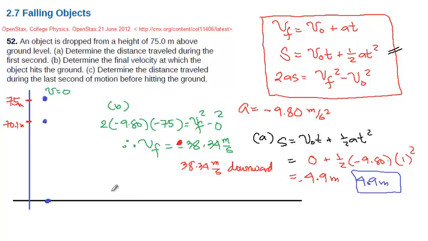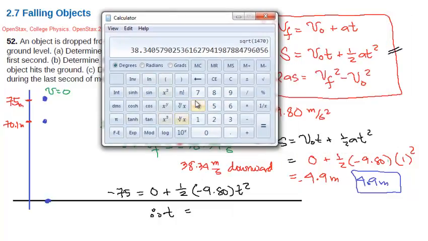S is negative 75 because it's moving downward. Displacement is downward. V0 is 0, so that's 0 plus 1/2 a, a is negative 9.80, t squared. And therefore, from here, one can solve for t equal to what? Let us see. Multiply both sides by 2, so that's 75 times 2. Divide by 9.80. And take the square root. It's 3.912 seconds.